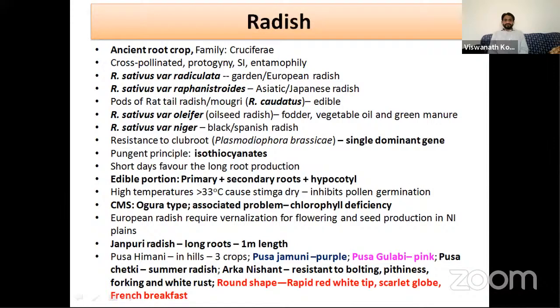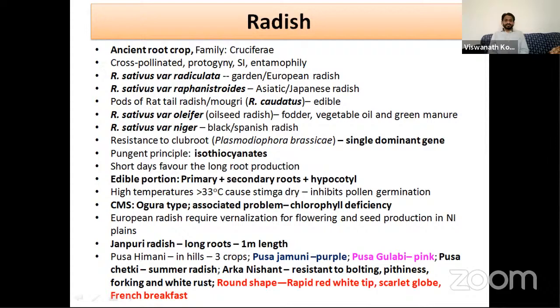And the important disease of radish is the club root caused by Plasmodiophora brassicae. The resistance is governed by a single dominant gene. And we all know that radish roots are pungent. The pungency in radish roots is due to the presence of isothiocyanates. And radish also requires short days for the long root production.